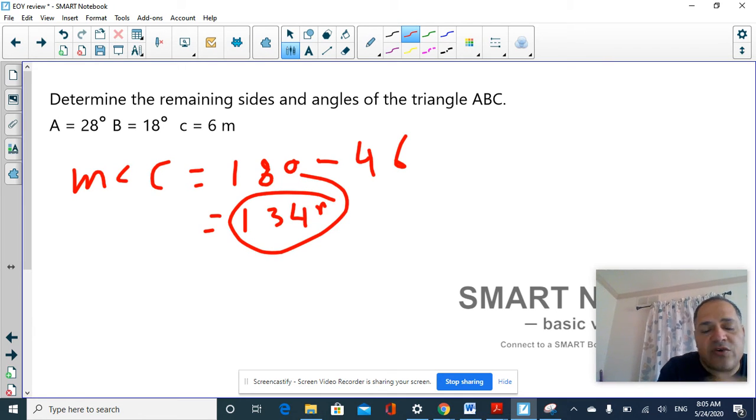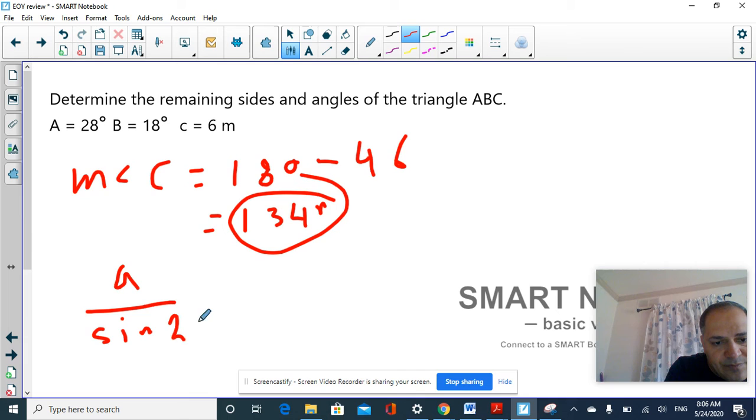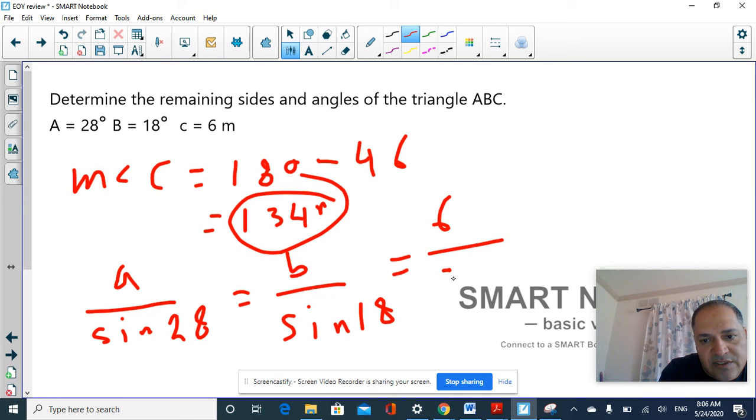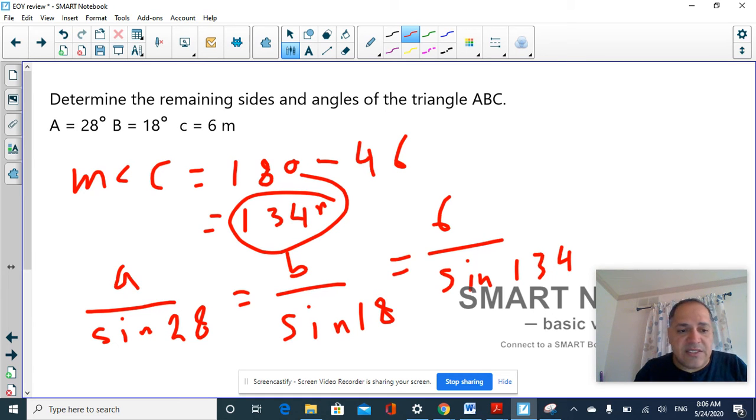How do we find the sides? Yes, you can use the sine rule. So we have A over sine 28 equals B over sine 18 equals C, which is 6, over sine 134. Just use cross multiply to find A, B, and C. You can find A by multiplying 6 times sine 28 over sine 134. You can find B by 6 times sine 18 over sine 134, by using a calculator and evaluating it.